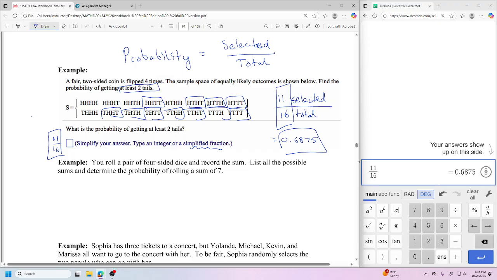Next one. You roll a pair of 4-sided dice. So, okay, 4-sided dice is 1, 2, 3, 4. That's it. That's what they're trying to say. So list all the possible sums that will make it a 7.